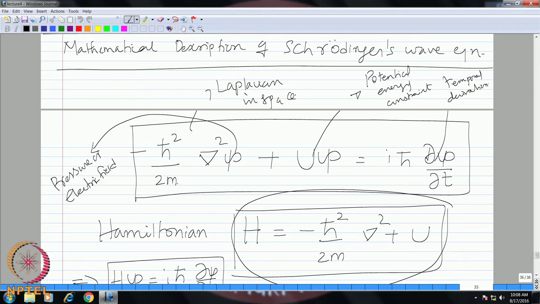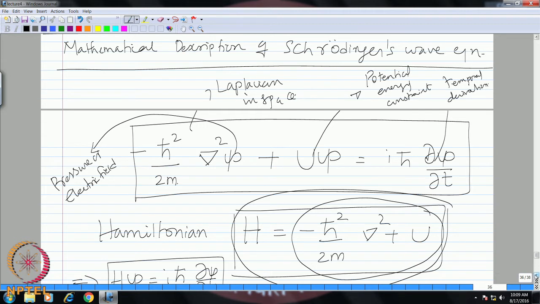It could be for an electromagnetic wave or a pressure wave, and you have the second term, which is the potential energy constraint, and the term on the right hand side is the temporal derivative, describing the evolution of this wave function in time. The operator that is shown here is called the energy operator or the Hamiltonian operator. We will show in today's class that the expected value or the probable value of this Hamiltonian is the energy possessed by the electron or whichever electromagnetic wave.